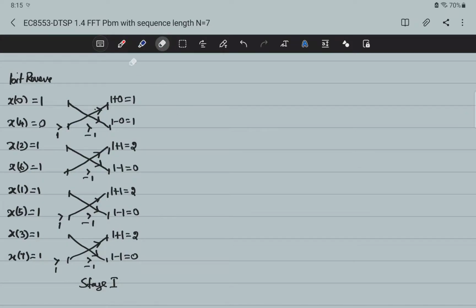So I will put a dotted line, then use another dotted line here. This is your stage 2.